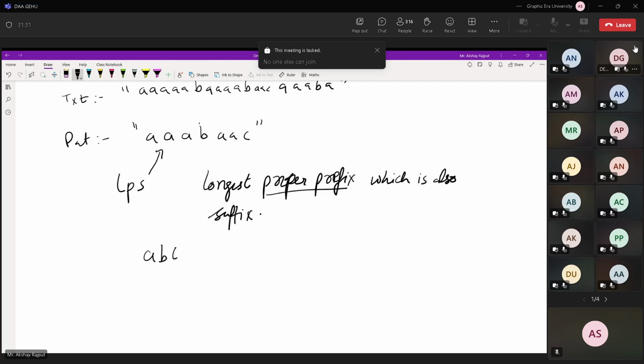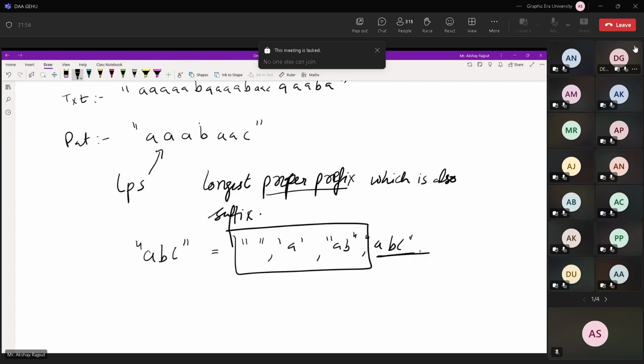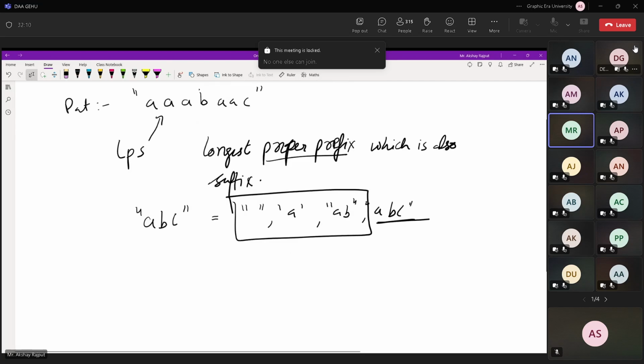Let's say I have an array ABC. All the prefixes of this string are empty, A, AB, and ABC. These are all the prefixes of this string, right? Now, proper prefixes are these three, except the string itself. Whatever the prefixes are, except the string itself, they are proper prefixes. So we have to find the longest proper prefix which is also a suffix. So how do we do that?